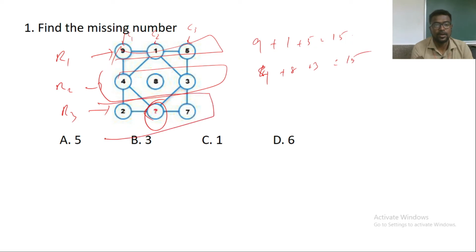Let's give a try with this one. 2 plus 7 is 9, and we have to replace this question mark with 6 to get 15. Do we have 6 in the options? Yes, we are having 6 in the options.